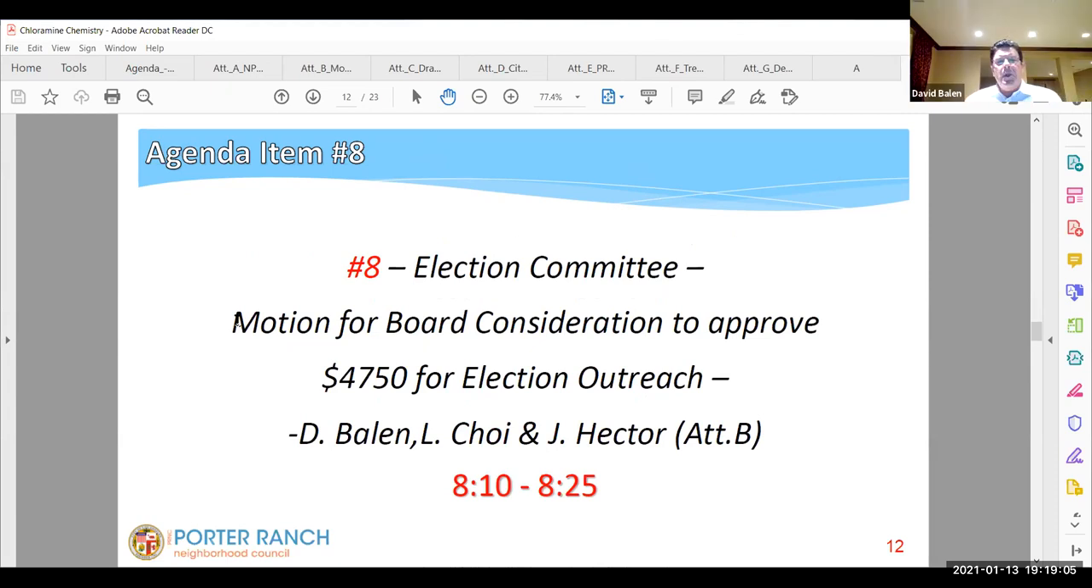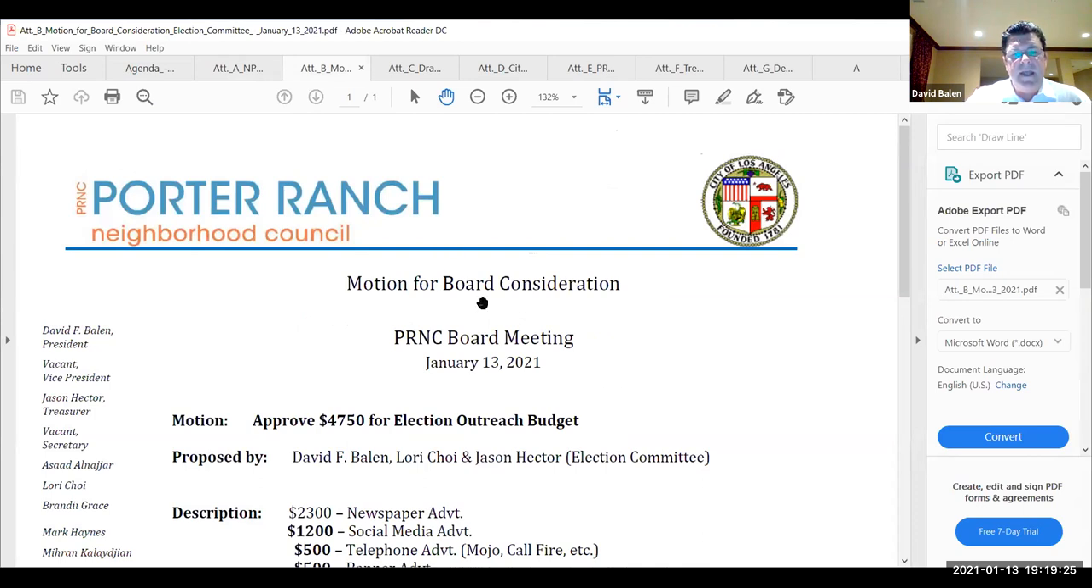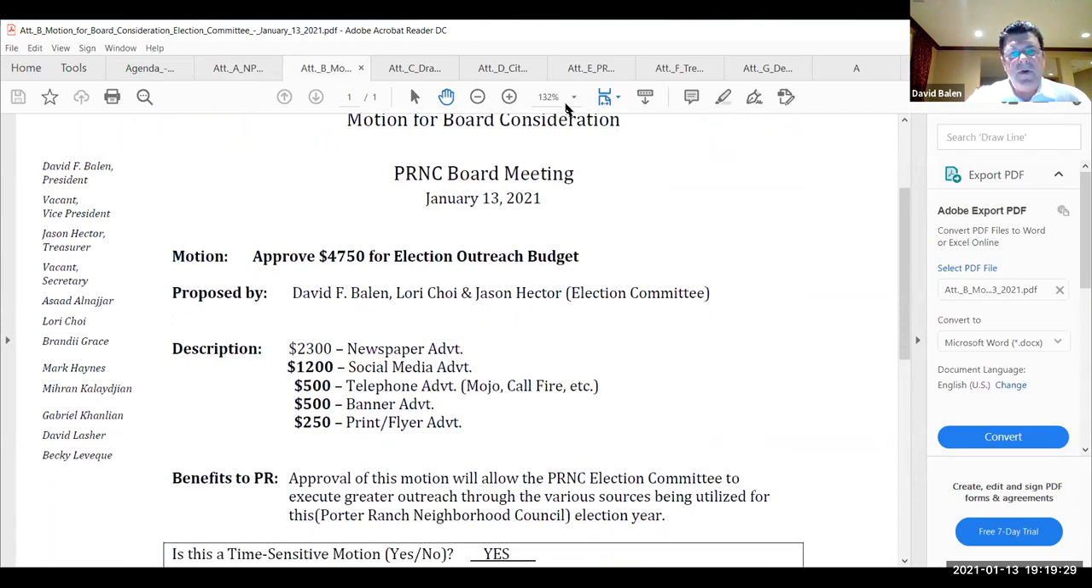All right, so item number 8, this is from the election committee. We have a motion on the board for consideration to approve $4,750 for the election outreach committee. So let me share. Can you guys see that? Yes, we do. Okay.